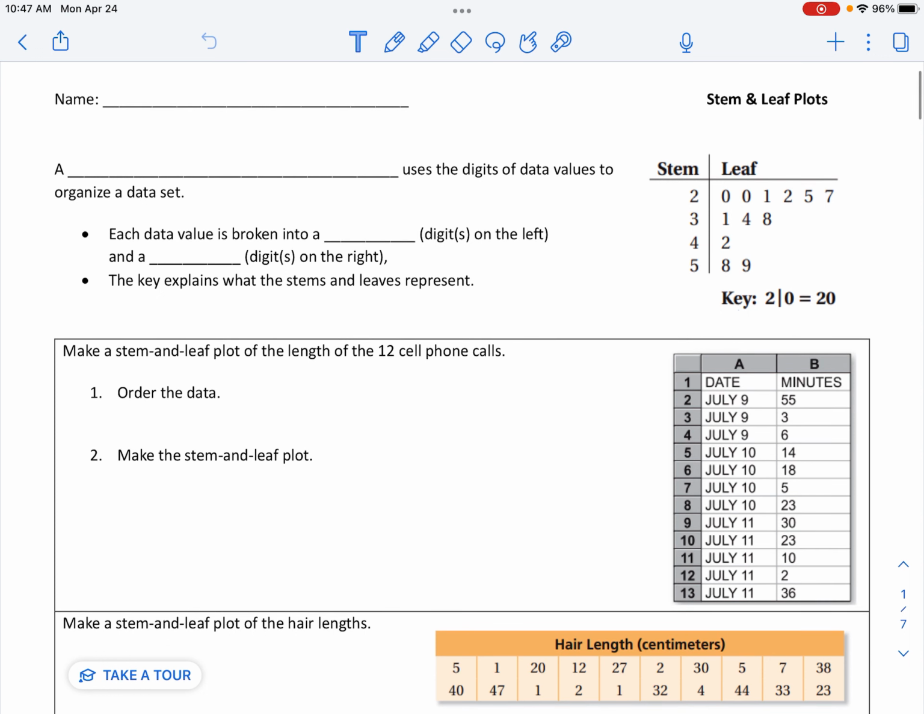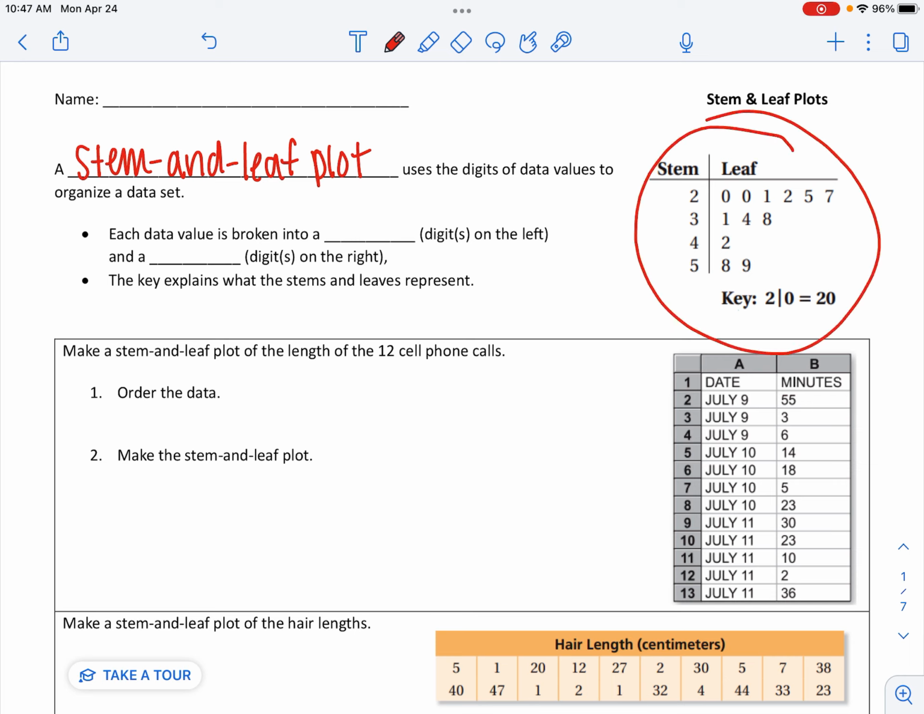A stem and leaf plot uses the digits of data values to organize a data set. So you can see over on the right, this is an example of a stem and leaf plot. It has stem on the left, leaf on the right. And so this 2 and this 0 represents 20. This 2 and this 1 represents 21, 22, 25, 27. They just organize it so that they don't have to put the first digit every single time. So this would represent 59.